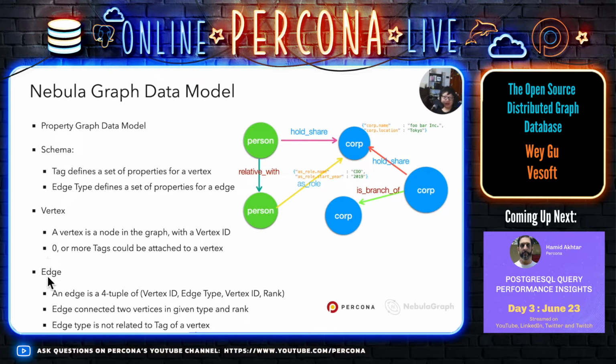And so how about the edge? In Nebula, this is quite unique: we define our edge in a four-tuple. This is different from most other graph databases. In this four-tuple, it's quite straightforward that you have the source vertex ID and destination vertex ID, and you have the type of the edge. For example, it's a role, or holds share, or is branch of, right? And also we have the fourth field to identify one edge.